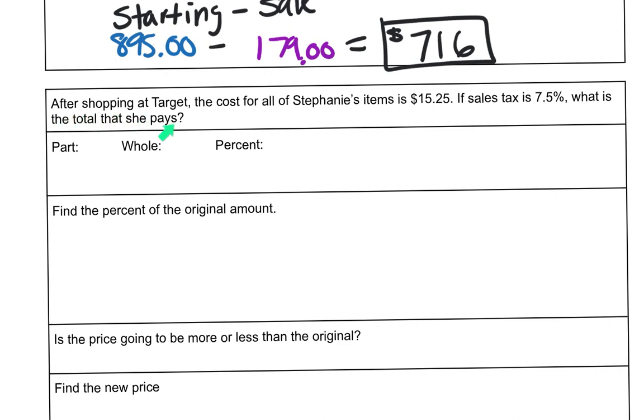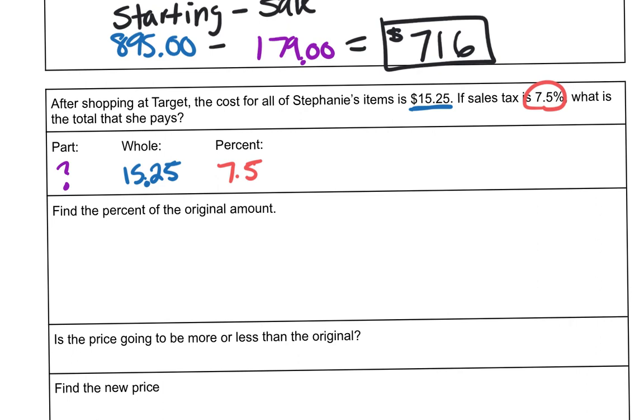Right, this one says, after shopping at Target, the cost of all of Stephanie's items is $15.25. I'm going to underline that while I read it. If sales tax is 7.5%, what is the total she pays? I'm going to break it up into part, whole, and percent. 7.5 is the percent. It has a percent sign. The total is $15.25, right? The cost of her items together. And we're looking for the part, right? We're not looking for more than what it costs yet. We're looking for the piece of it.